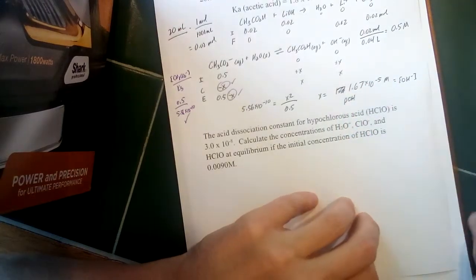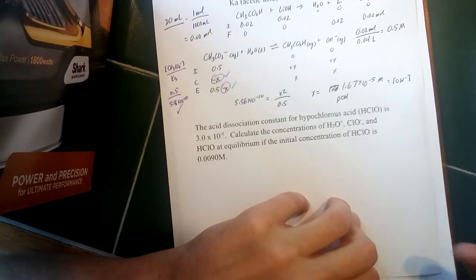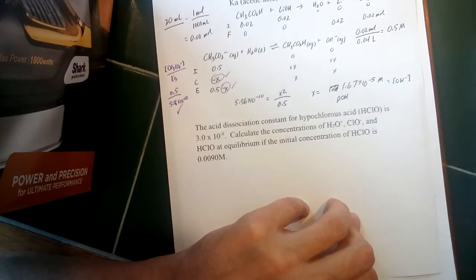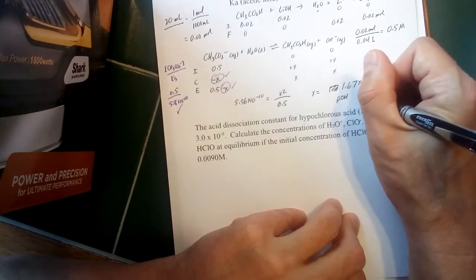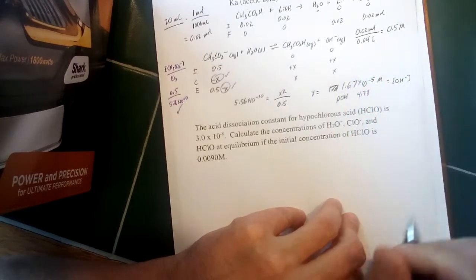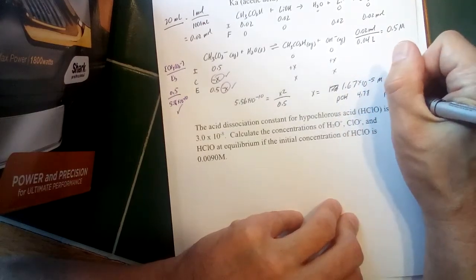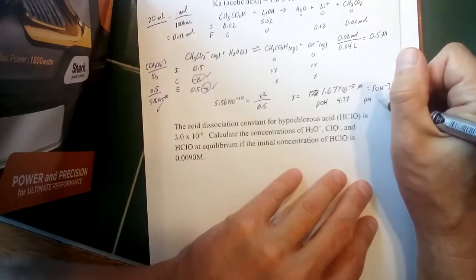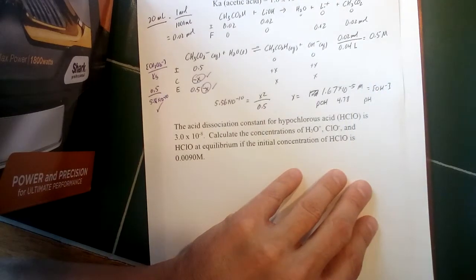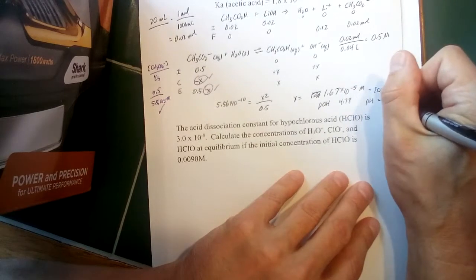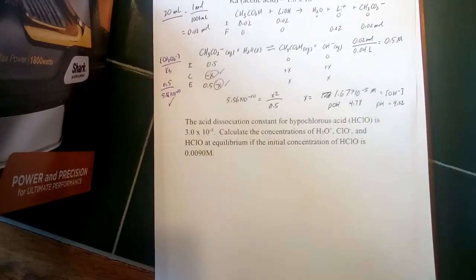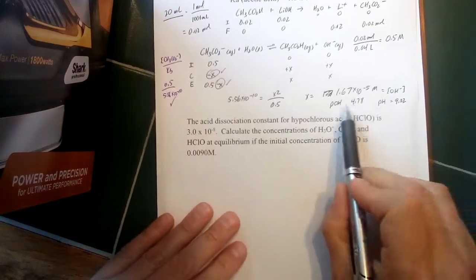So if I do take the negative log of my previous answer, the concentration of hydroxide ions, the pOH here is 4.78, right? And to get to pH, we need to subtract that from 14. So 14 minus that would be 9.22 for the pH of that solution.